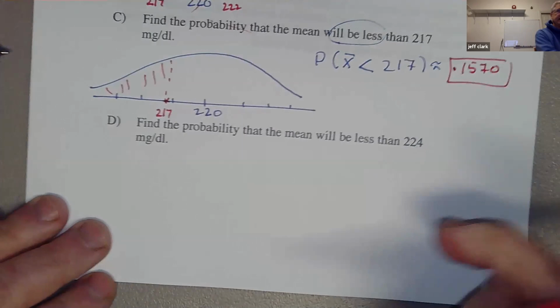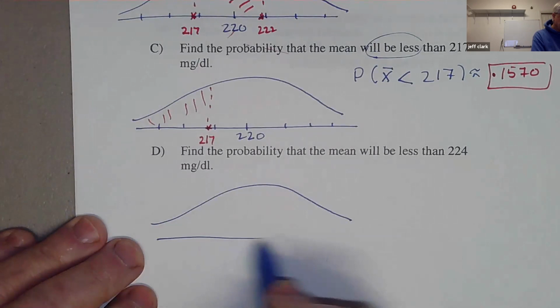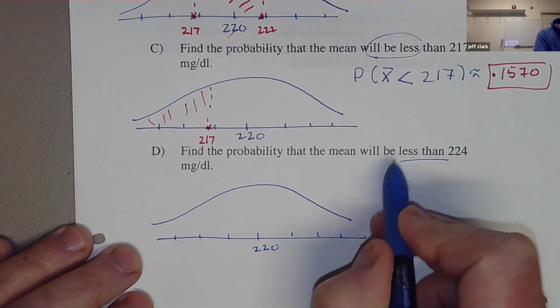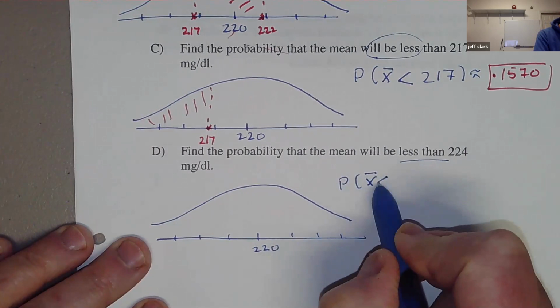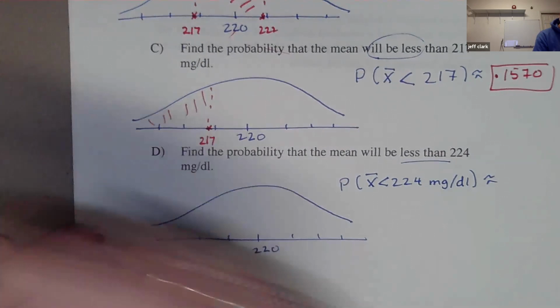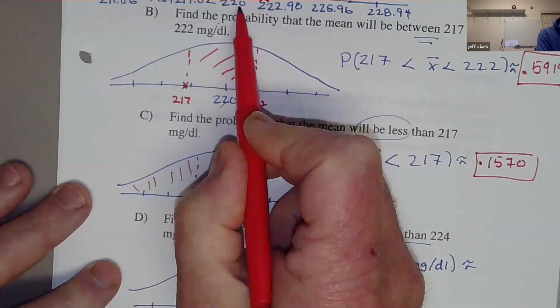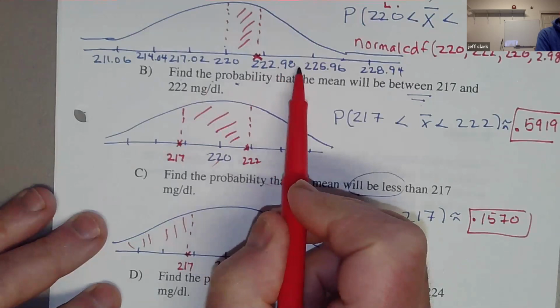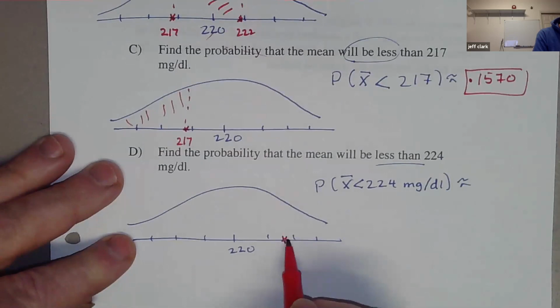And then finally, bell-shaped curve. Less than 224 milligrams per deciliter. Now, I'm looking back to see where 224 would sit. Okay, somewhere in between here, 222, 225. Probably a little closer here, ish. Dot, dot, dot, dot, shade, shade, shade, shade.